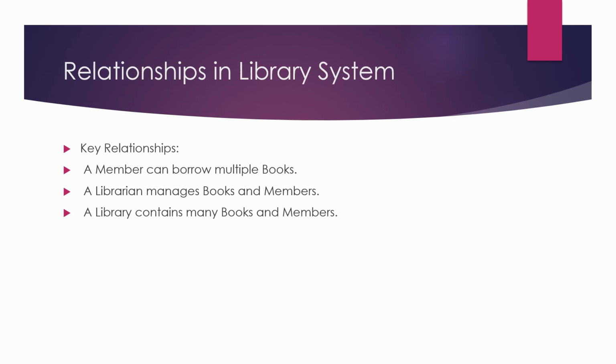In the library system, a member can borrow multiple books, forming a one-to-many relationship. The librarian manages both the books and the members, ensuring smooth operations. The library itself contains many books and members, showing how the system is organized.